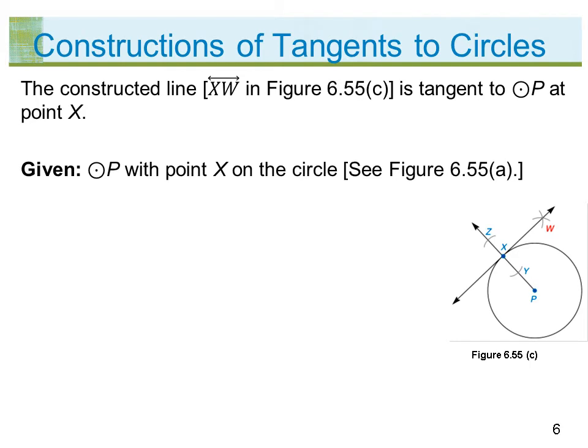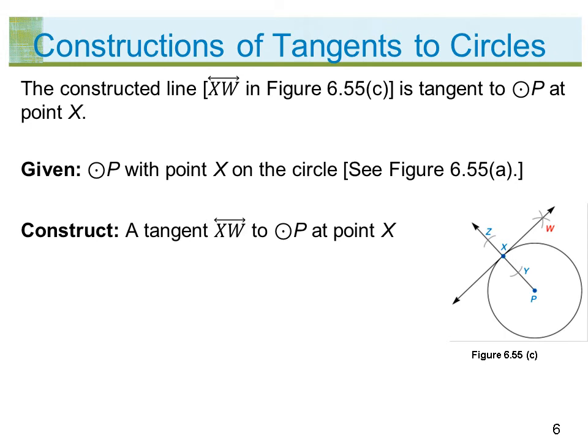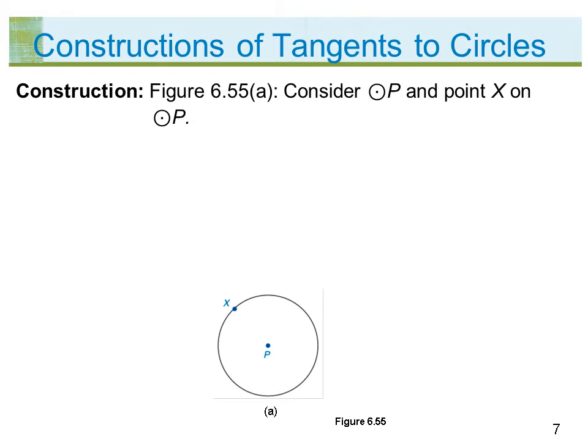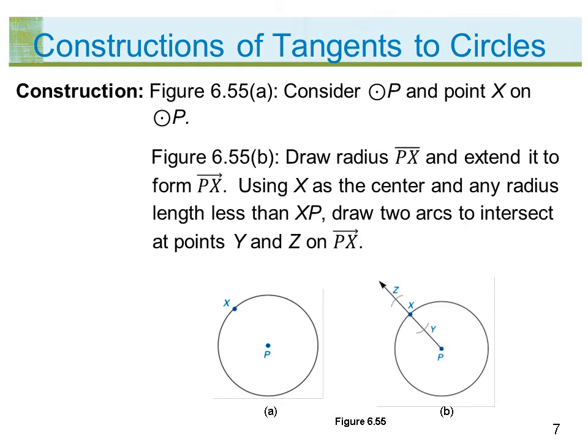Given circle P with point X on the circle, see Figure 6.55a. Construct a tangent, line XW, to circle P at point X. Construction. Figure 6.55a. Consider circle P and point X on circle P. Figure 6.55b. Draw a radius, segment PX, and extend it to form ray PX. Using X as the center and any radius length less than length XP, draw two arcs to intersect at points Y and Z on ray PX.